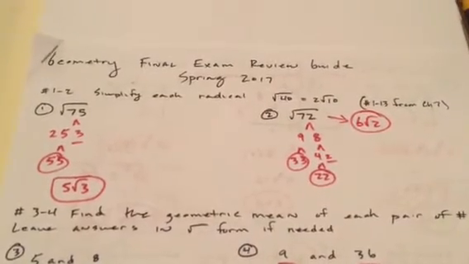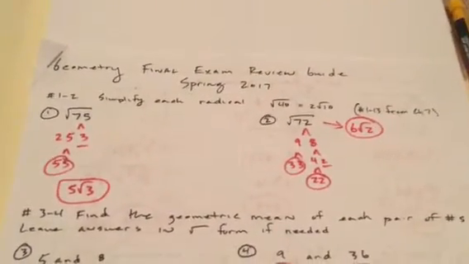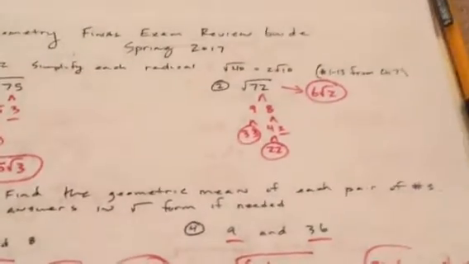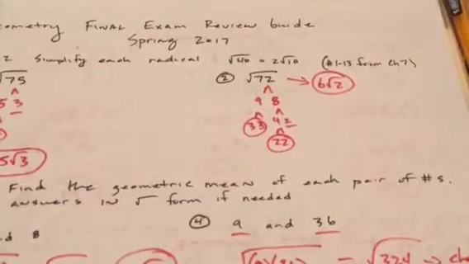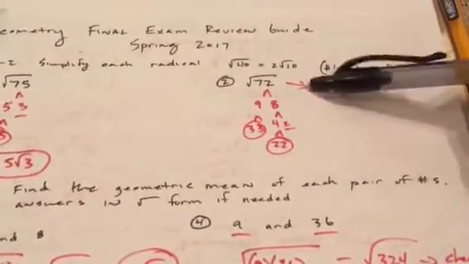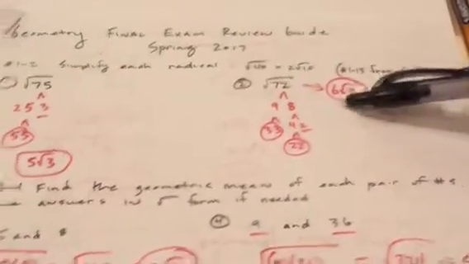75, root 75, you got to break it down. You got a pair of 5s that break out of jail, 3 left on the inside to give you 5 root 3. For 72, that's 9 and 8, 3 and 3. You got a pair of 3s and a pair of 2s that are going to go on the outside. 2 times 3 gives you 6. That plus 2 stays inside jail.